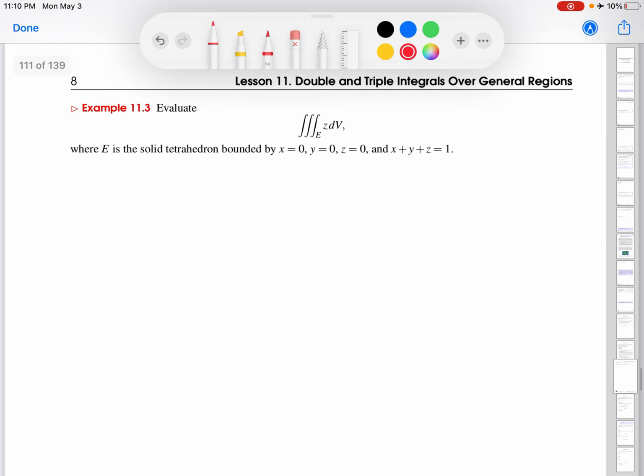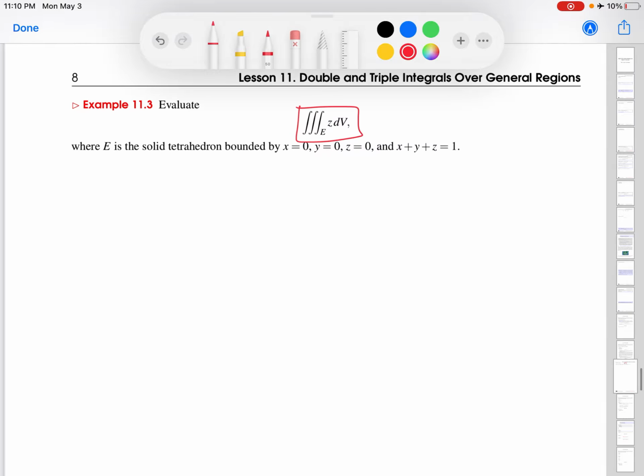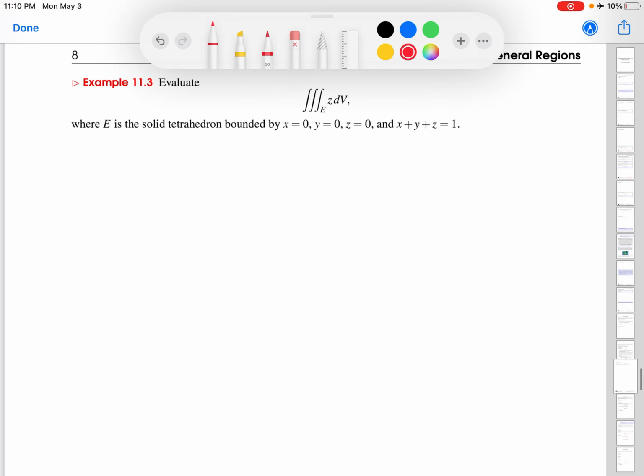So we are going to evaluate this triple integral over E, where E is the solid tetrahedron bounded by x = 0, y = 0, z = 0, and this plane. This one is a little bit easier to draw than the one that we did in the previous module's video. So I'm going to draw this by the usual approach.